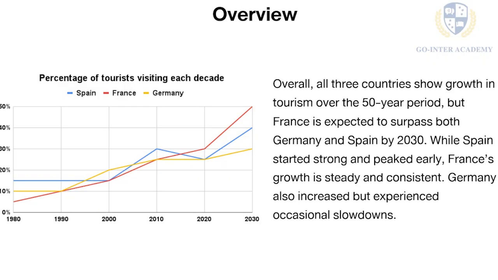Overall, all 3 countries show growth in tourism over the 50-year period, but France is expected to surpass both Germany and Spain by 2030. While Spain started strong and peaked early, France's growth is steady and consistent. Germany also increased but experienced occasional slowdowns.